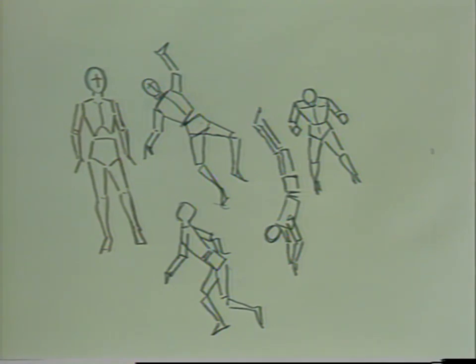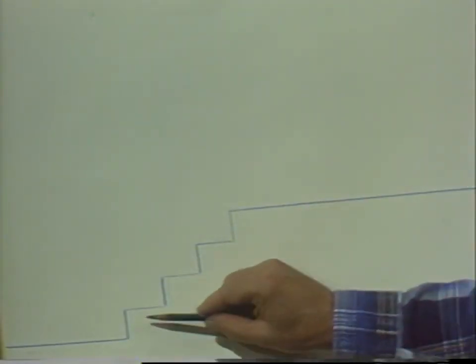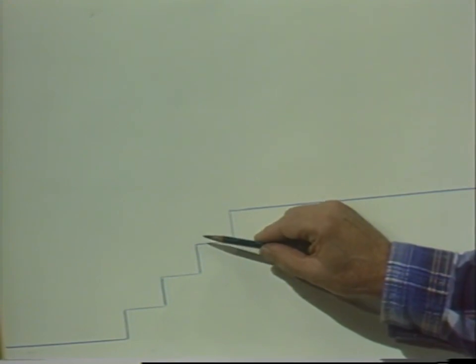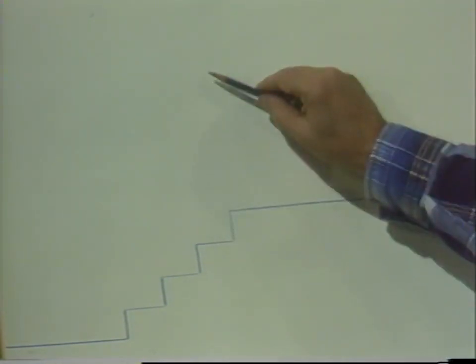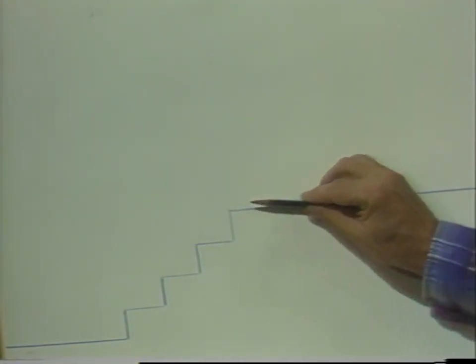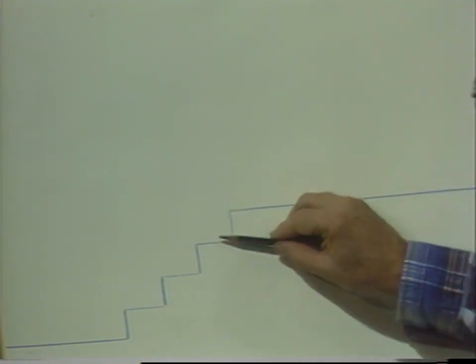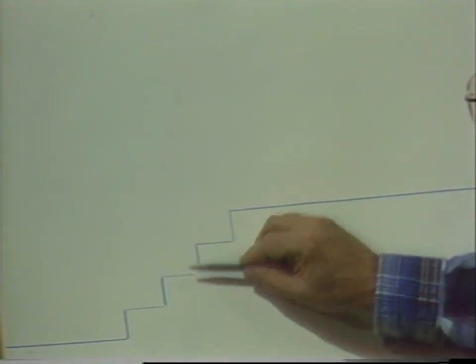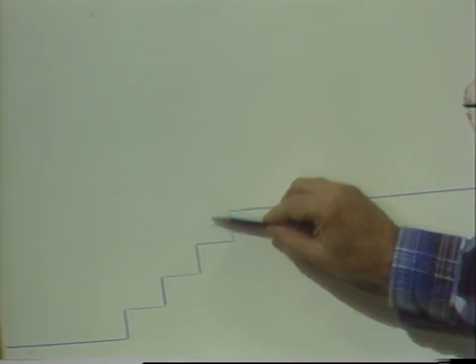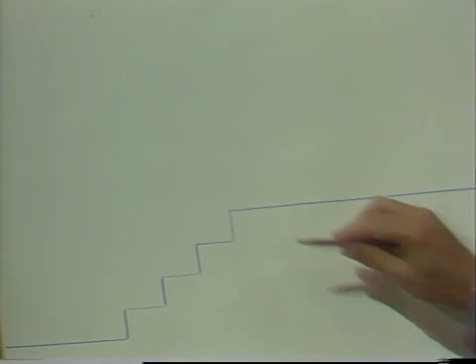At times, you may want to draw an action figure in relation to a still object. In this case, stairs. Suppose I want a person going up a stair, walking up the stair here. It's best to draw the stair first. If you try to draw the figure first and make the stair fit, it never will. So draw the stair first and make the figure conform to the stair as it is in real life.